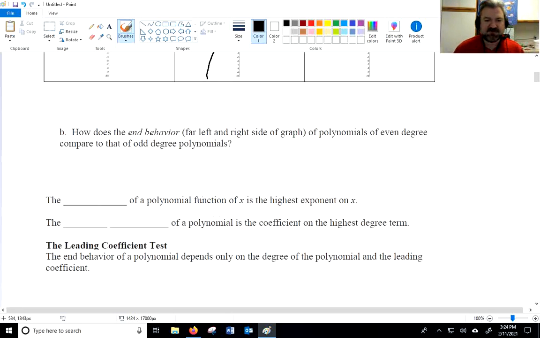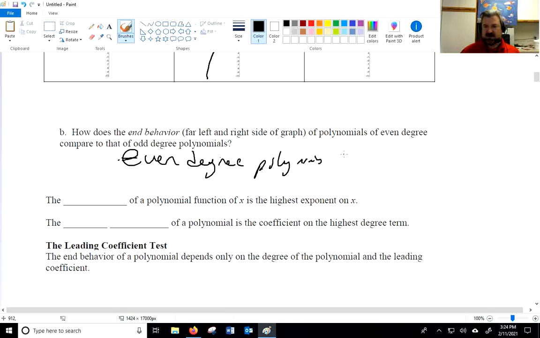Okay, so how does the end behavior, meaning the far left and far right side of the graph, of polynomials of even degree compare to that of odd degree? What we're going to say is that even degree polynomials go up on both sides, and that's when the leading coefficient is positive. Whereas in odd degree, they're opposite. So I want you to think even, I want you to think this; odd, I want you to think that.